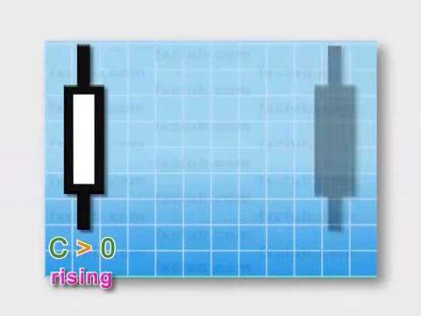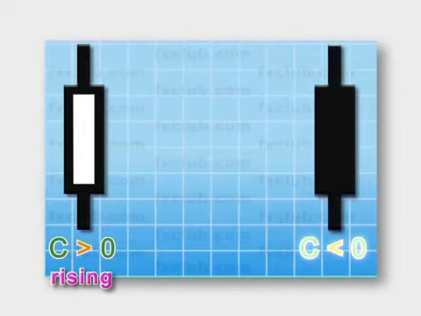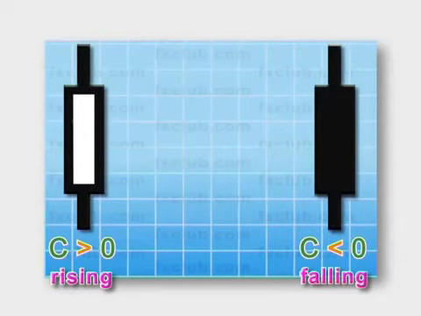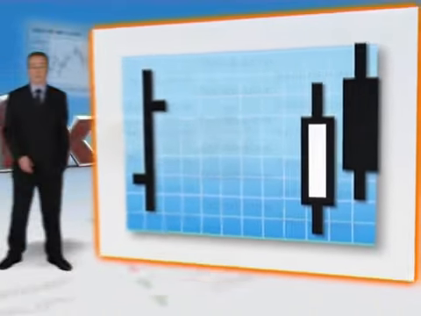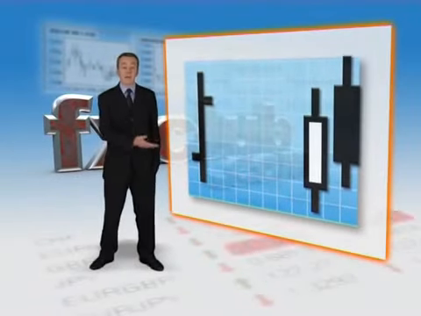The candlestick body can change colour. If close is higher than open, as in our case, the body is white and it's rising. If close is lower than open, the candlestick body is black and it's falling. Many traders find the candlestick more visually appealing and easier to interpret.